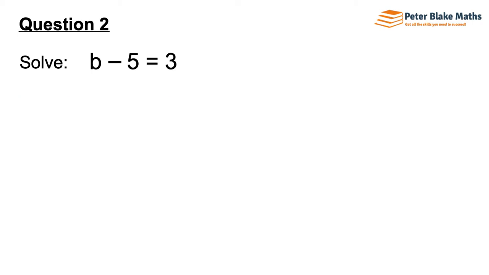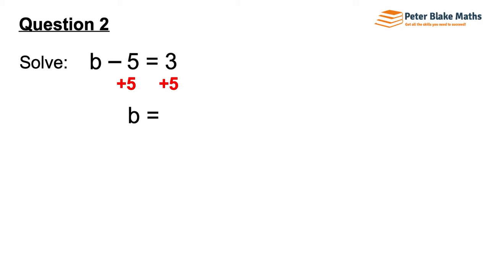Here we have a b minus 5. To get the letter on its own, we'd need to move the minus 5. To move a minus 5, we need to do the opposite, which is plus 5 to both sides. On the left hand side, a minus 5 and a plus 5 will cancel each other out, leaving us with the letter on its own, b, and that's what we want.